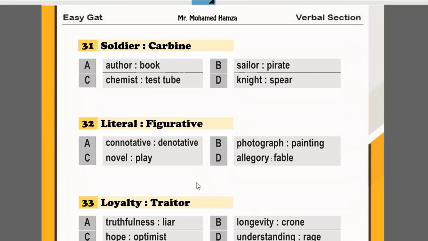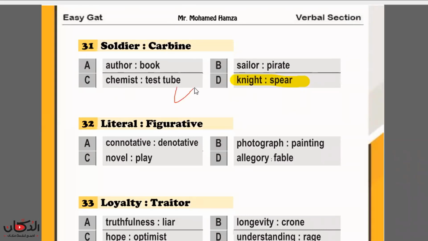Okay. Who can answer 31? Also start with the same strategy. What does carbine mean? It's a kind of gun or rifle. So a soldier uses D? Yeah, I think it's D. You're right. Like a knight uses a spear. It can be C also, chemist, but it's not a weapon. Good.